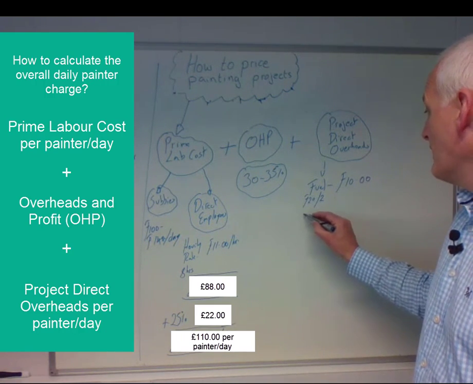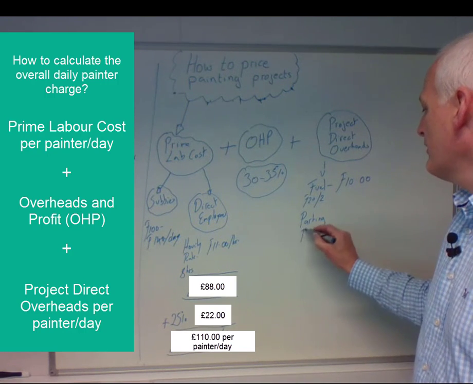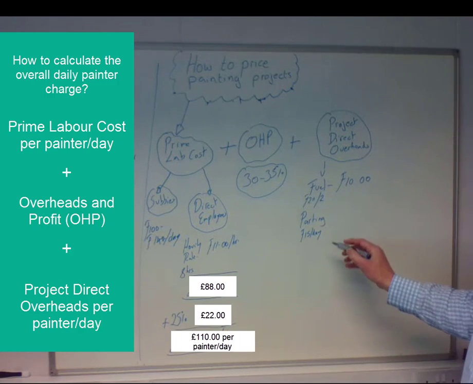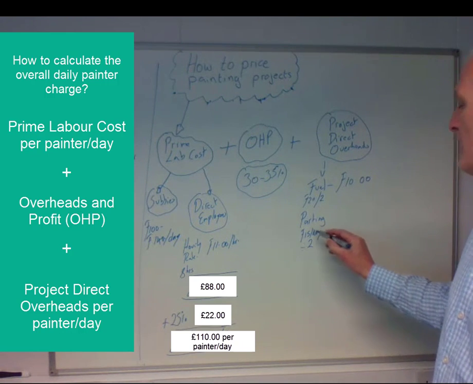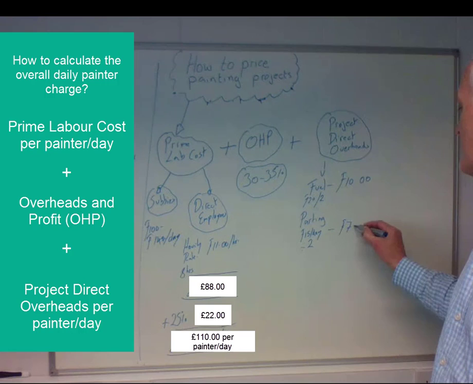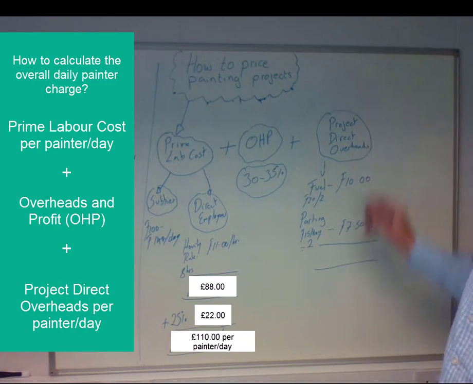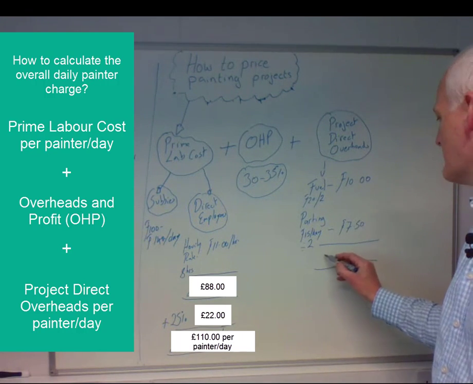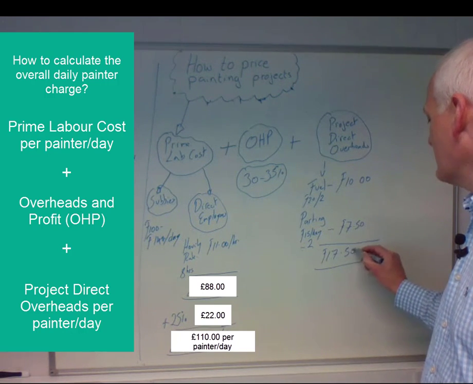Let's say that there's no free on-site parking, we're going to have to pay for parking, and let's assume that we're going to have to pay £15 per day parking. Again, if I make the assumption that we've got 2 operatives in the vehicle, the £15 divided by 2 means per day per painter I need to allow £7.50. So my overall daily allowance for project direct overheads would be £10 plus £7.50, which makes £17.50.